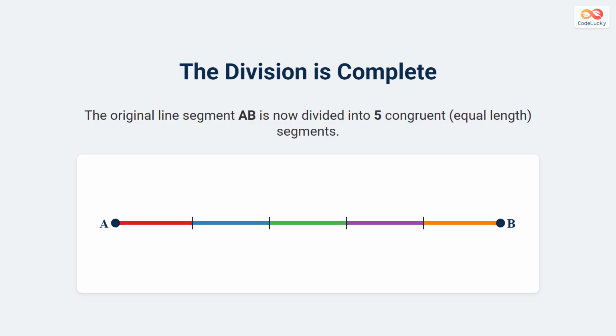And there we have it. The points where our parallel lines intersected the segment AB have now divided it perfectly into 5 congruent segments. Each small piece is exactly the same length.